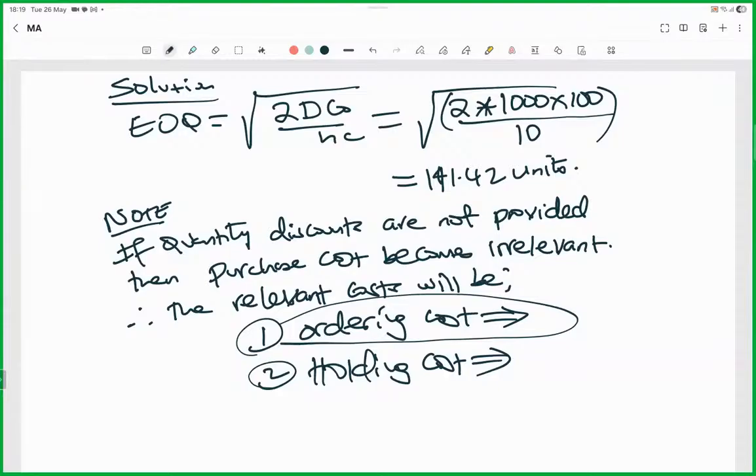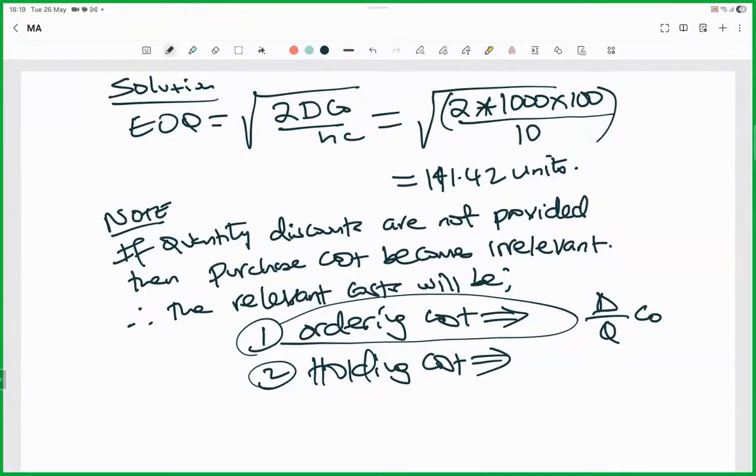You remember, right? Ordering cost equals number of orders, D over Q, multiplied by Co. Great. D over Q, so it is number of orders, times cost per order. And how do we get number of orders? D over Q. Very good.